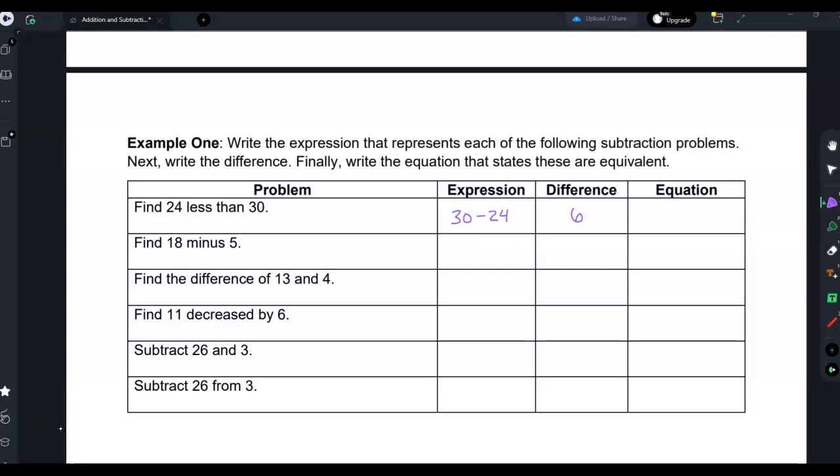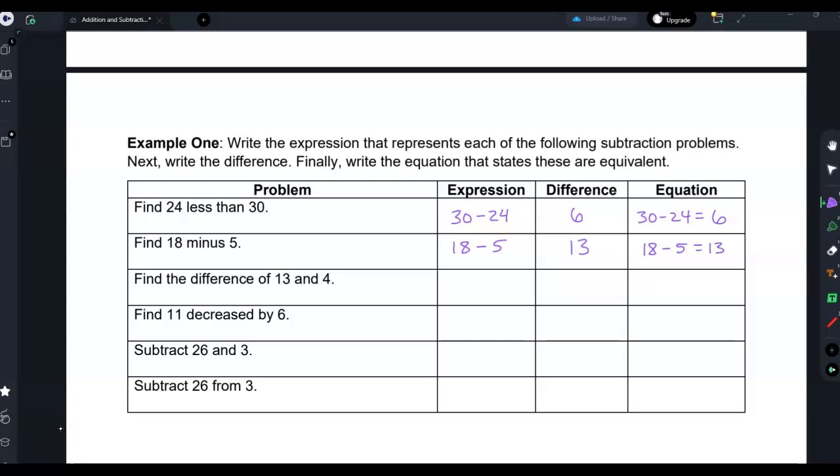And then if I were to write that as an equation, I would just put that together and say 30 minus 24 equals 6. But again, as a teacher, you want to be careful not to refer to this as an equation until there's an equal sign. All right, so then find 18 minus 5. On that one, it says the 18 first and then the 5, and we would write it in that same order. So 18 minus 5 is 13. My equation would be 18 minus 5 equals 13.